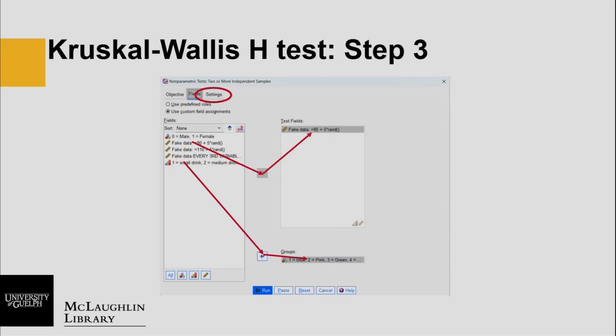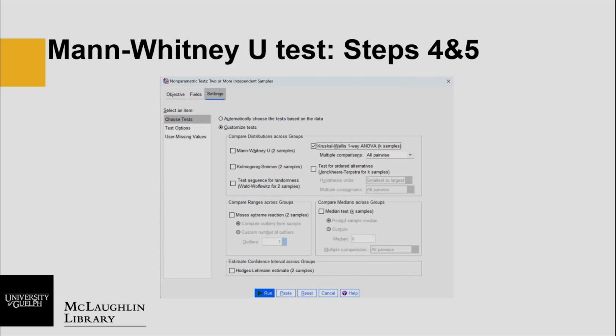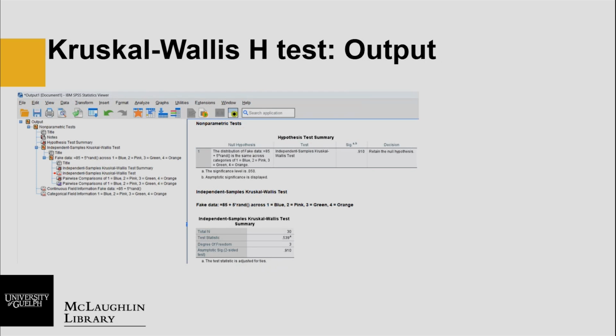Then you have to remember to click the Settings tab. On the Settings tab, you want to click Customize Tests. And you want to make sure you tell it which test you're trying to run. You were trying to run the Kruskal Wallis one-way ANOVA with K samples, K just meaning some number. And for multiple comparisons, you'll probably want it to say all pairwise. When you're ready, you click Run. And if you do all that, you will get an output that looks like this.